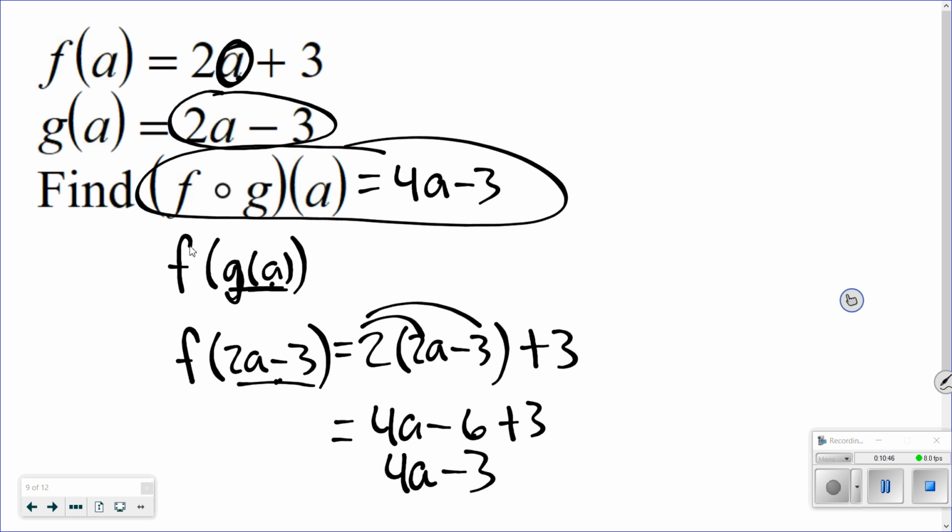Okay, so if you really think about what we're doing here, what I'm doing is taking the inside, g of a, this function right here, and I'm plugging it in for the variable a in f of a. Plug it in there, and that combines them together. That gives you your solution. Okay, hopefully that's helpful. That's a composition of functions, is what we call it.